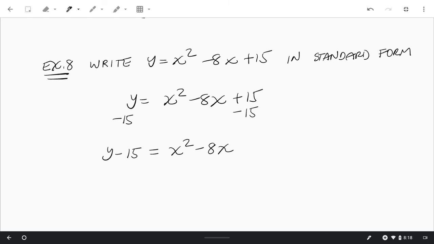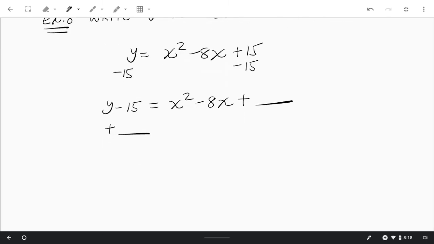Okay, and we want to find a term that we want to write over here. Okay, so here I'm going to put a plus blank. I didn't leave any room. Okay. All right, so again, to find that third term, we take half of 8, which is 4, and we square it. So we're going to be adding 4 squared. Okay, 4 squared is 16.